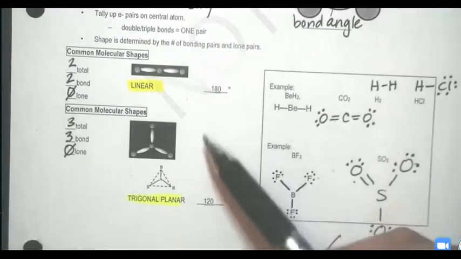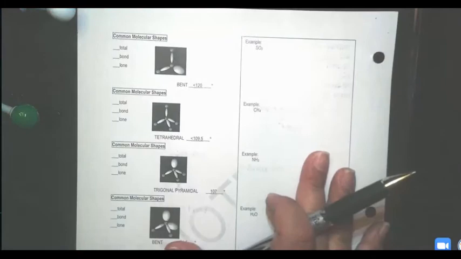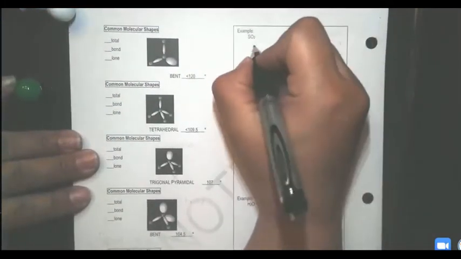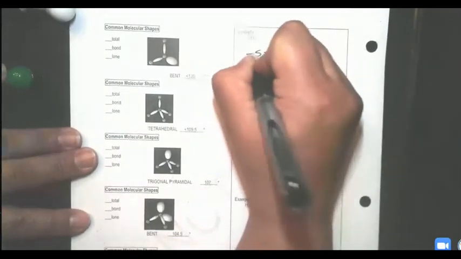So we've looked at linear and trigonal planar. Now we're moving on to the back. So now we have at the top SO2. Before today, some of you may have drawn SO2 to look like this.